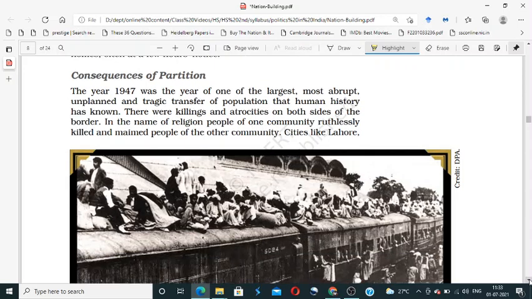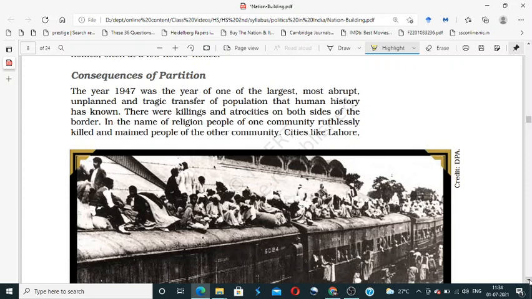The drawing of the Radcliffe line was so haphazardly done. So 1947 was the year of one of the largest, most abrupt, unplanned, tragic transfers of population that human history has known. Of course, you might have seen last year what happened just after the Corona lockdown. Lakhs and lakhs of people tried walking back to their homes, thousands of miles. We have seen people from Gujarat walking to Assam, to Bengal, to Bihar, from various parts of southern India, from Mumbai and all other parts.